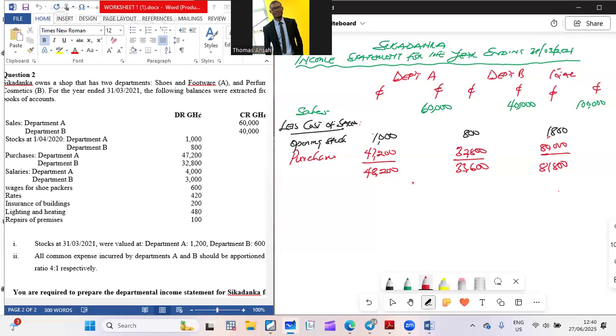Normally when you have carriage inwards, you should be adding, and when you have returns outwards, you should be subtracting. These ones, we don't have them here. So what do we have? We less closing stock. What is the name of this figure here? Cost of goods available for sale. Good. So cost of goods available for sale. All right. So closing stock.